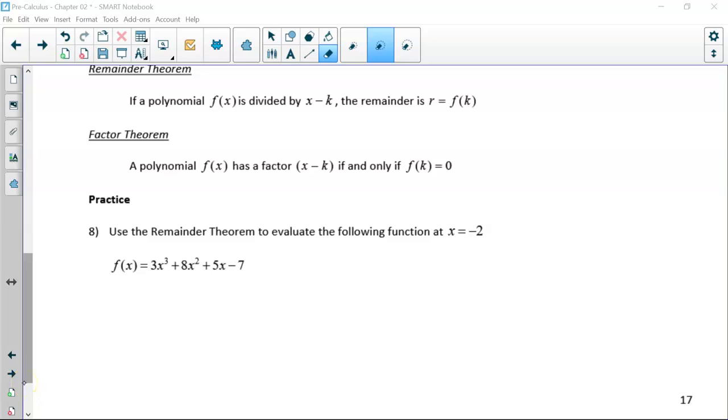Welcome back to section 2.3, talking about the factor theorem.